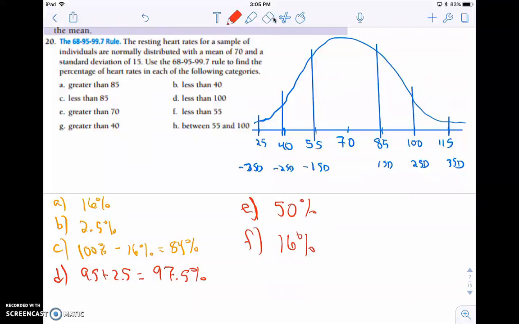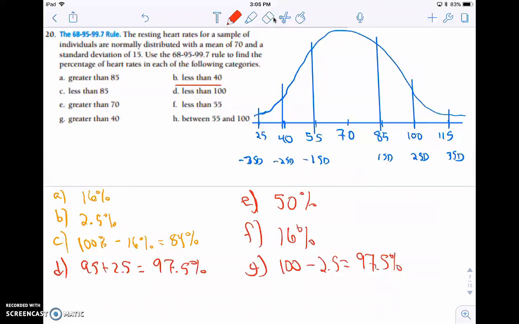Okay, next we are looking at G, greater than 40. So remember in part B we did less than 40. So less than 40 on part B was 2.5%. So we would just need to take 100 minus 2.5 and get 97.5% is going to be, in this case, greater than 40, which is all of this area under the curve here.